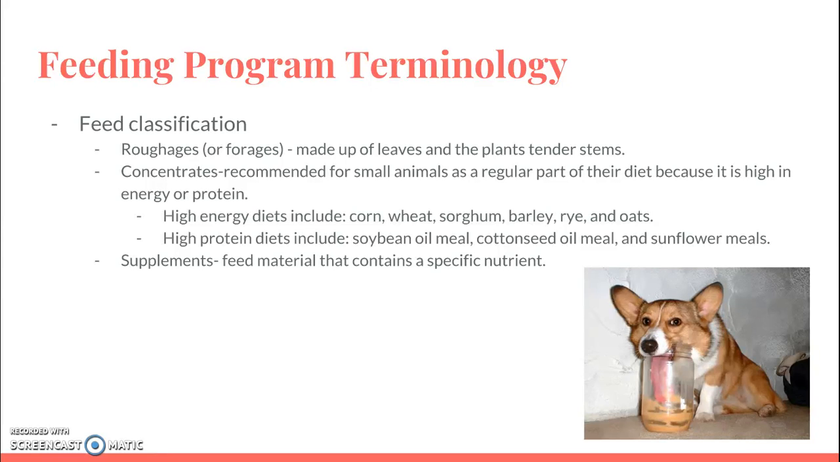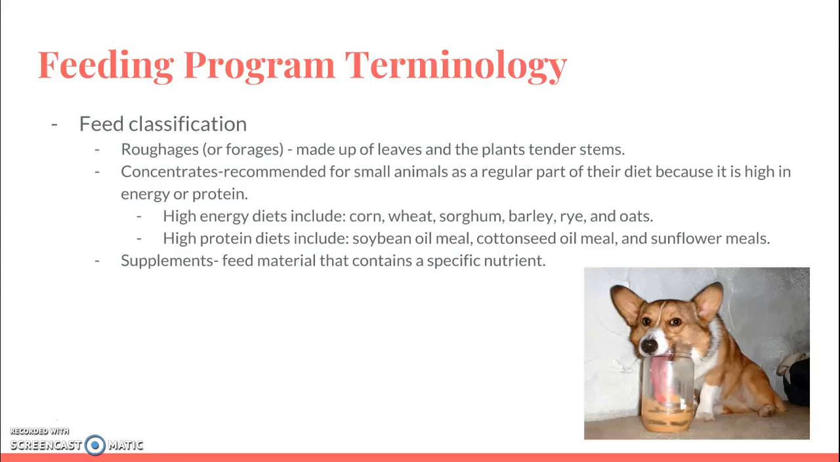So different feed classifications. So roughages or forages. These are made up of leafy greens and also the tender stems of plants. So roughages are things like your hays and your grasses, that sort of thing. These are materials that are fed typically to rabbits and guinea pigs, animals that can digest a large amount of roughages. Concentrates. Concentrates are recommended for small animals as a regular part of their diet.